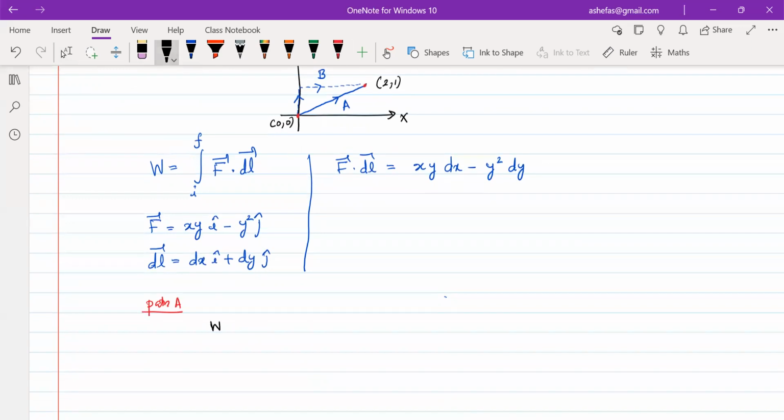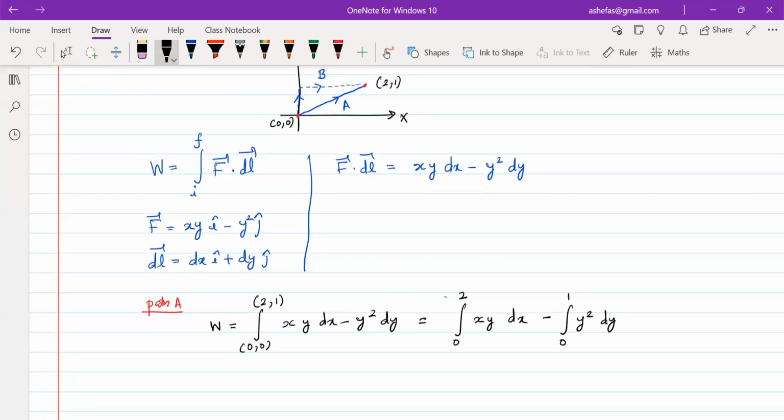So through path A, the W is the integral from initial position (0, 0) to final position (2, 1) of F dot dl, which is xy dx − y² dy. So this integration can be split into two integrations. One is integration over x, where x varies from 0 to 2, of xy dx, minus the integral where y varies from 0 to 1 of y² dy. So we have two integrations here, one over x and another over y.